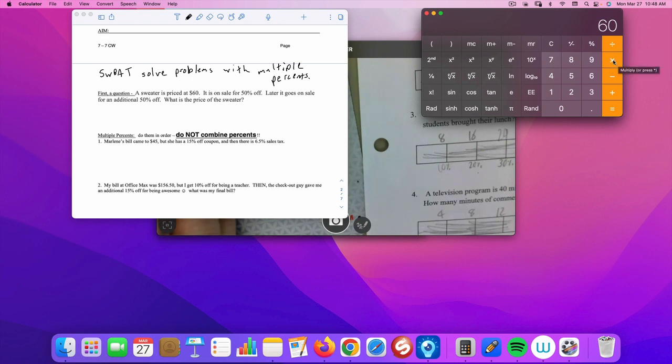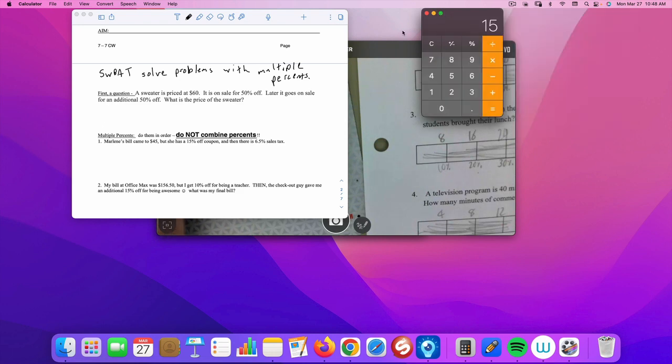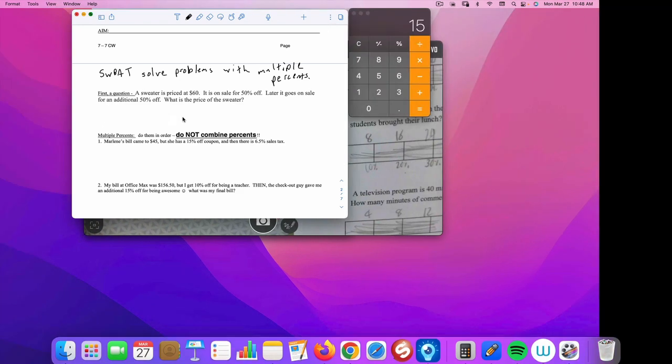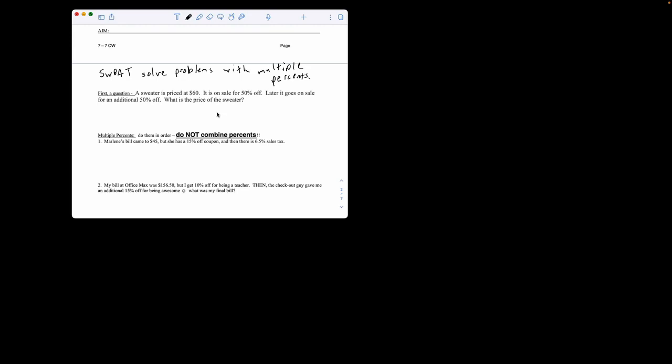We do not take 50 and 50 and add them together and say, hey, this thing is actually 60 times 0%. You're just getting this sweater for free. That's not how multiple percents works. Watch what I'm going to do. Just like Mason was saying, I'm going to take 60 and then take 50% off. Then you take 30 and you take 50% off. Your total is not $0, unfortunately, but it's fairly good. It is $15.